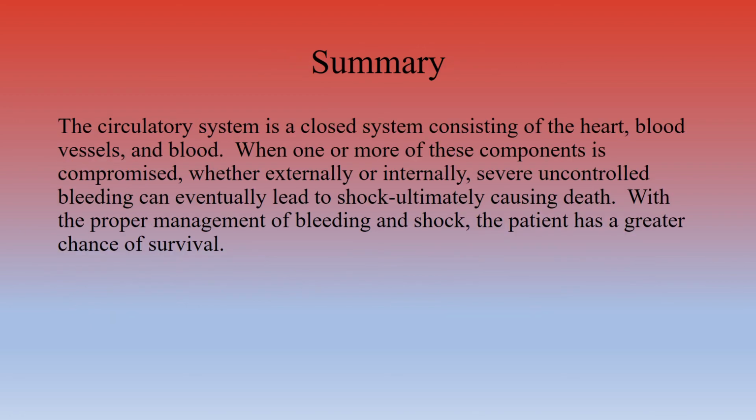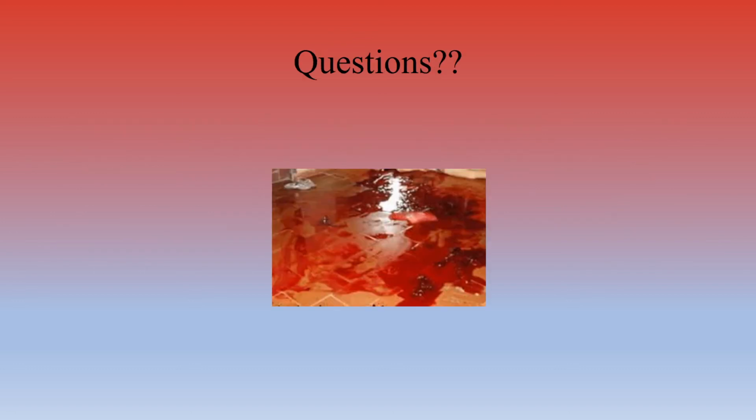So in closing, the circulatory system is a closed system consisting of the heart, the blood vessels, and the blood. When one or more of these components is compromised, whether externally or internally, severe uncontrolled bleeding can occur, and that will eventually lead to shock, ultimately causing death. With the proper management of bleeding and shock, the patient has a greater chance of survival.